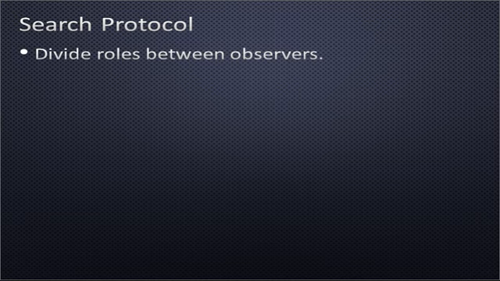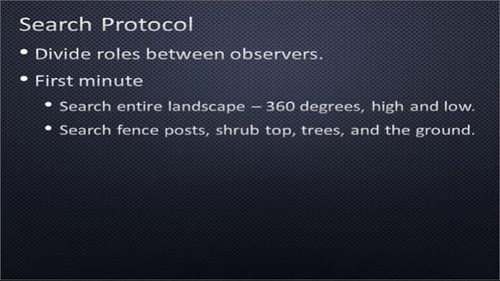During the first minute, what I usually suggest is that you search the entire landscape. That's 360 degrees, high, low. We want you to look at all the fence posts that are visible, shrub tops. These birds like to perch on the top of shrubs, on top of fence posts, even on power lines. Look for trees, and they can also be on the ground. If you detect any, fill out the row in the table.